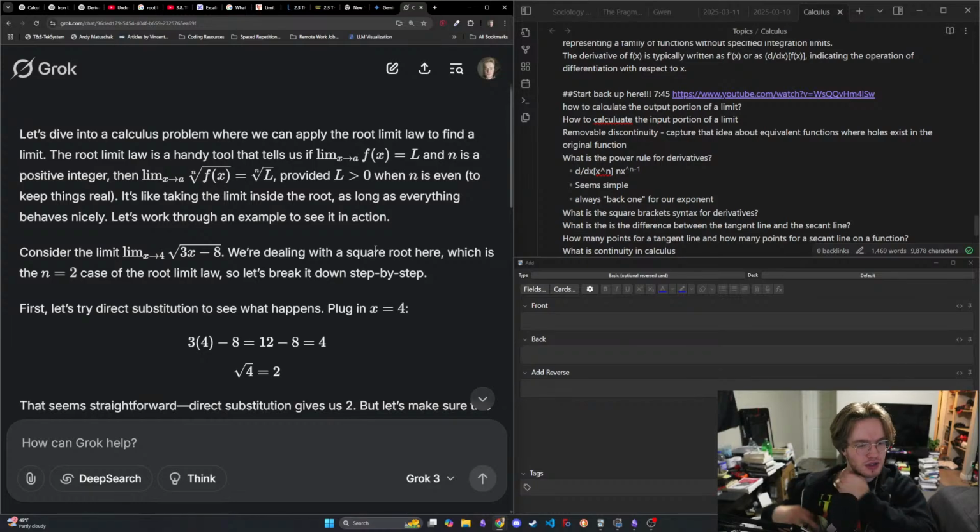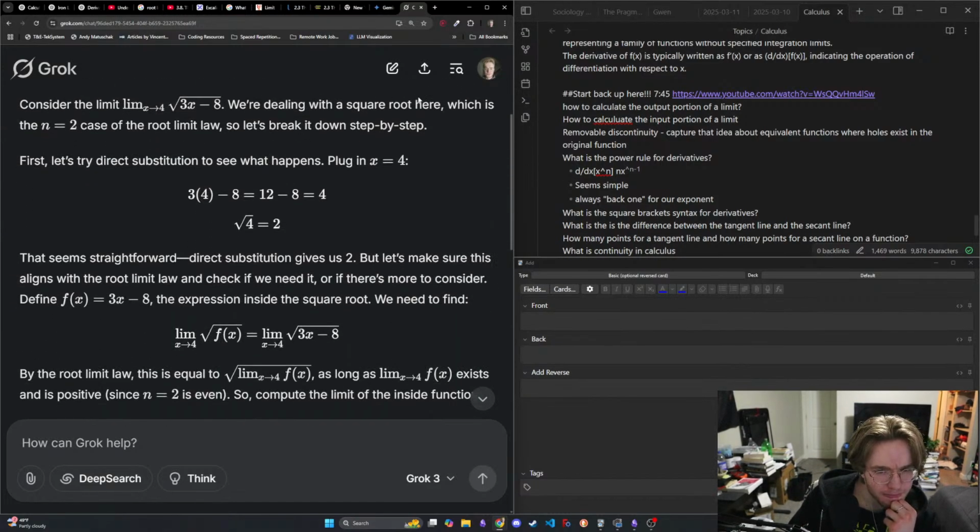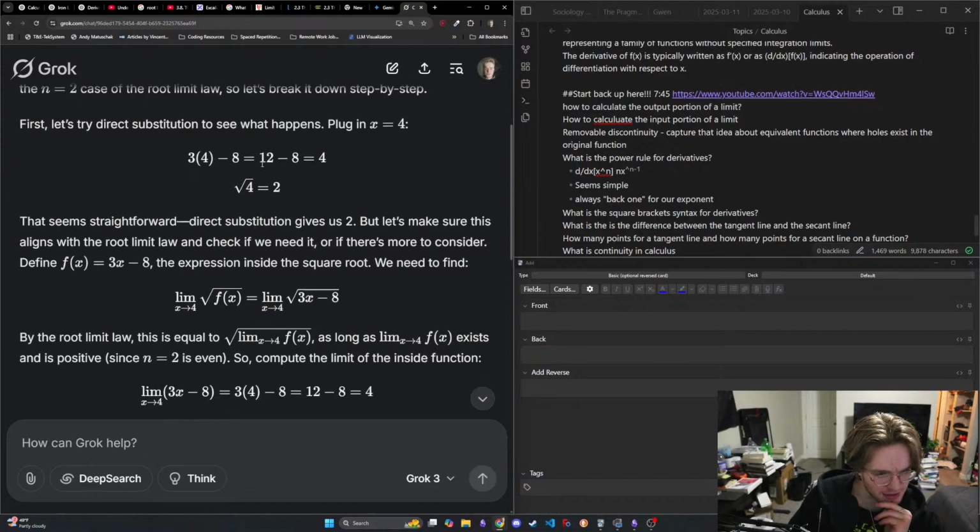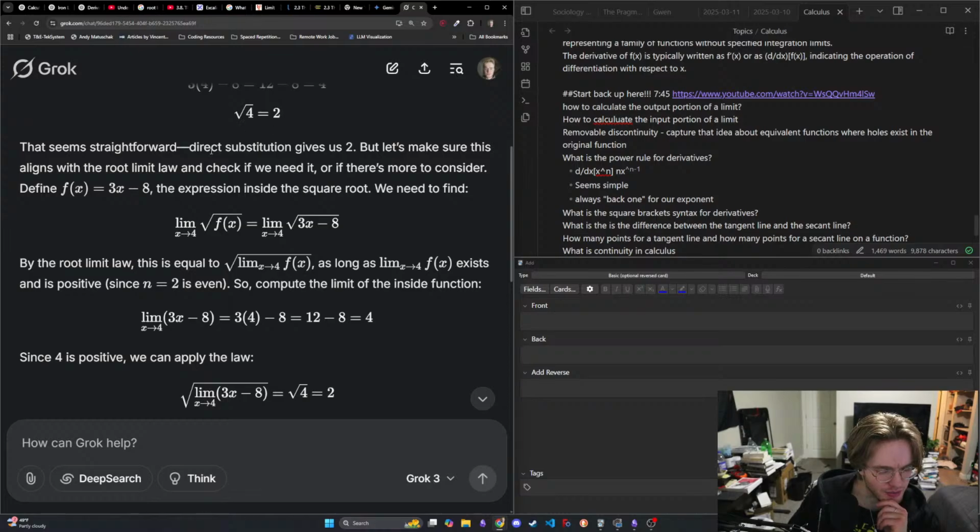Okay. We're dealing with the square root here, which is the n equals 2 case of the root limit law. So let's break it down step by step. First, let's try to direct substitution. So we plug in x equals 4, and that evaluates. Make sure that it aligns with the root limit law and check if we need it or if there's more to consider.